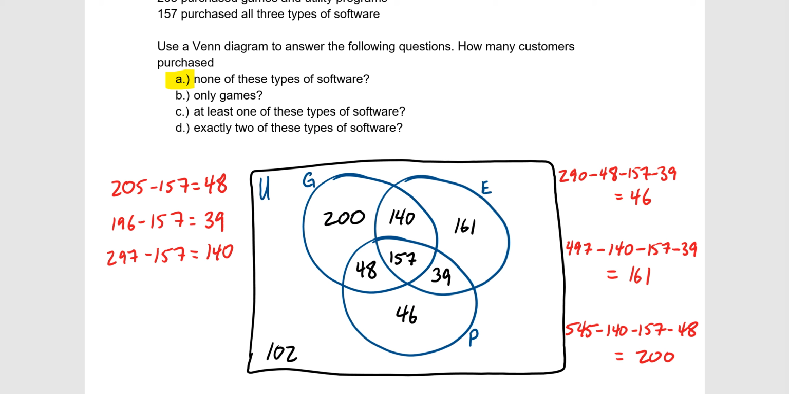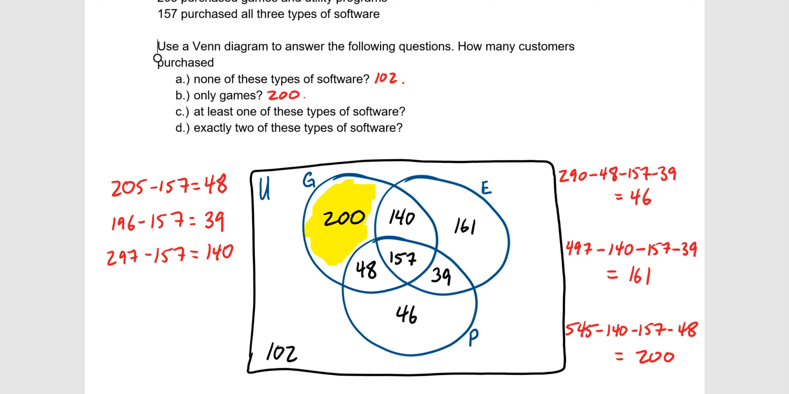And the answer to that would be essentially the complement of the union of all of these softwares. So it's everything outside of the sets, which we just found was 102 customers. Next question, we want to know how many customers chose only games. Only games is represented by this right here with no overlap. So we can see that that is 200.